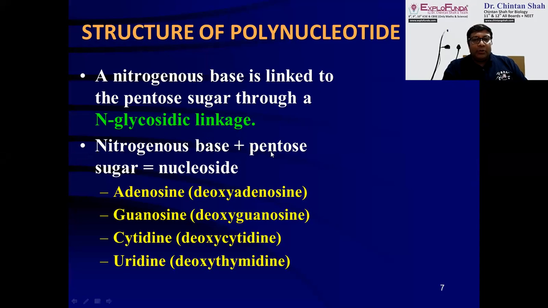Nitrogen base plus pentose sugar is known as a nucleoside. An example of a nucleoside is adenosine, in the case where R is a ribose sugar. And if the pentose sugar is deoxyribose, then the name will be deoxyadenosine. Are you getting it? Let me make it very clear over here.